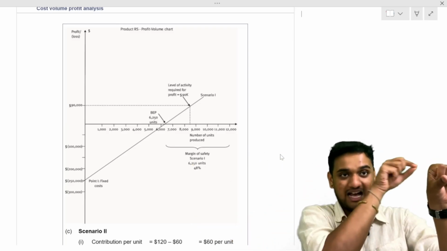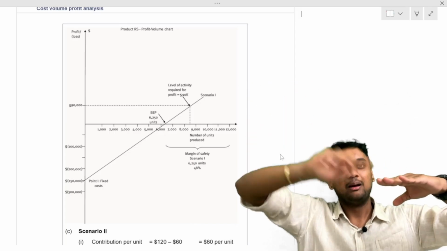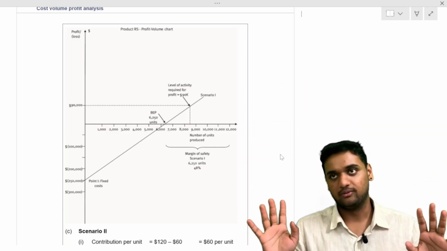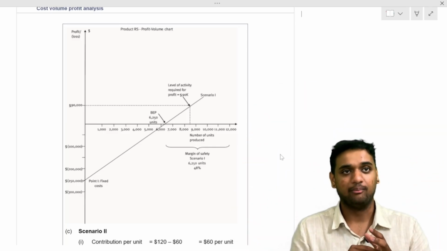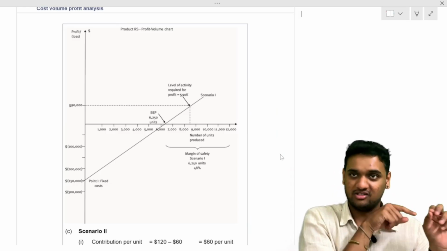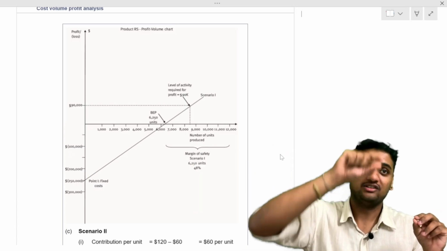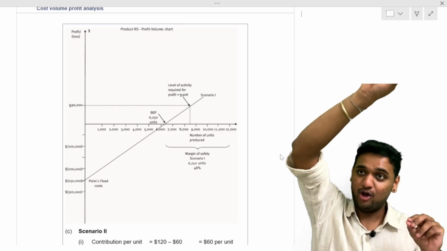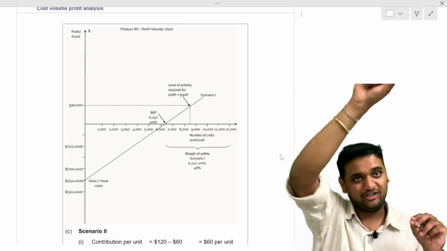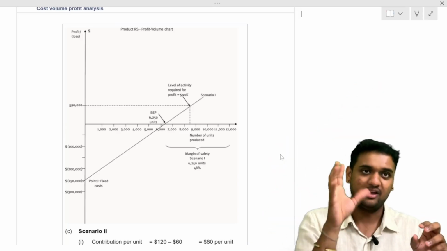Your total cost starts from your fixed cost and goes above. Total cost is nothing but your fixed cost plus your variable cost. And sales, where does it start from? Sales start from 0. It starts from the origin, because at 0 units, 0 amount only you will get. Whereas total cost will start from some amount, because at 0 units, your cost will be fixed cost. But your sales will always start from 0 only, because at 0 units, the sales amount will be 0.